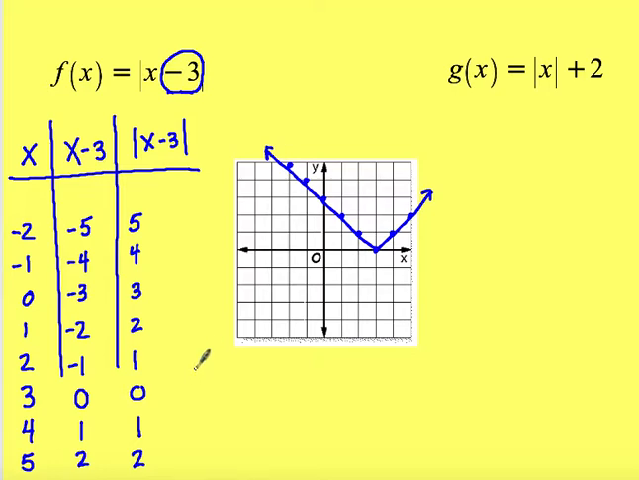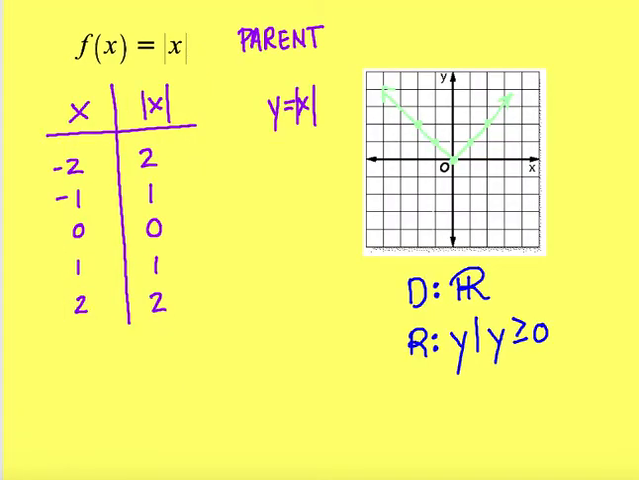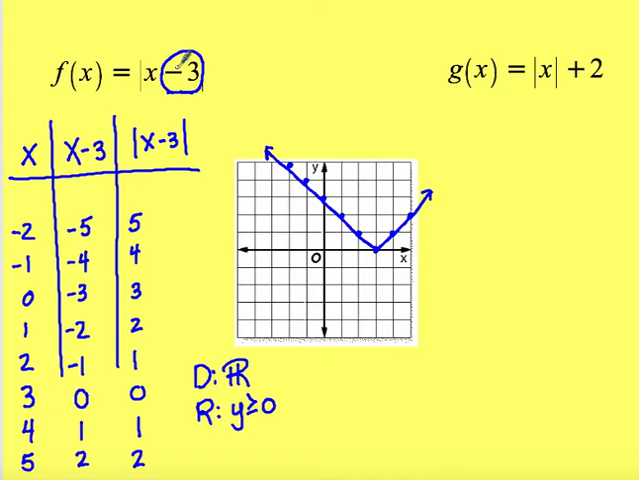So let's talk about the domain and range of this function. The domain is, again, all reals. And the range, again, is starting at 0 and going up from there. So it's all y values such that y is greater than or equal to 0. All right, notice that if I compare this graph to the parent function, it's taken the parent function and actually sliding it to the right by 3 units. That's what that minus 3 on the inside does. It's actually going to move the graph to the right 3 units.